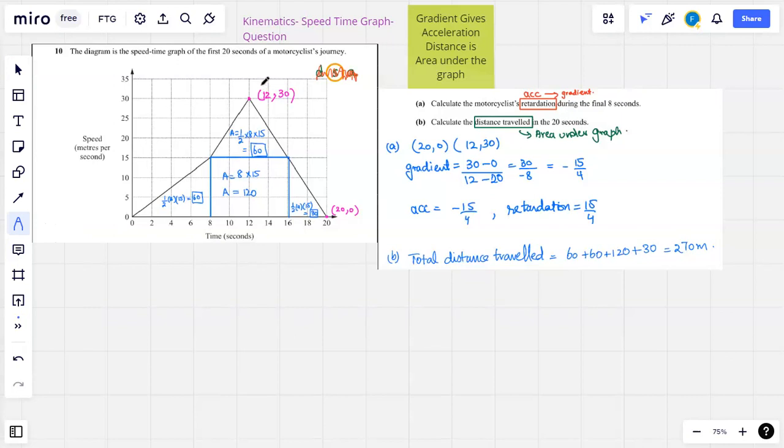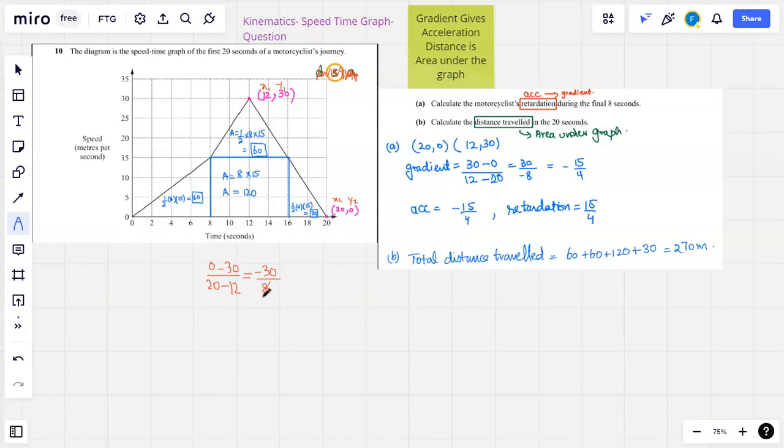I will label them as x1, y1 and x2, y2, then apply the formula. This is the first point, so this will be x1 and y1, and this is the second point, so I will write it as x2 and y2. Now we know the formula: y2 minus y1 divided by x2 minus x1. y2 is 0 and y1 is 30, so 0 minus 30 divided by x2 minus x1. The value of x2 is 20, and the value of x1 is 12. So 0 minus 30 will be minus 30, and 20 minus 12 will be 8.